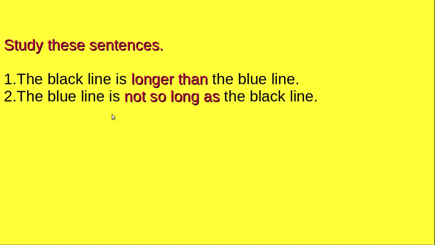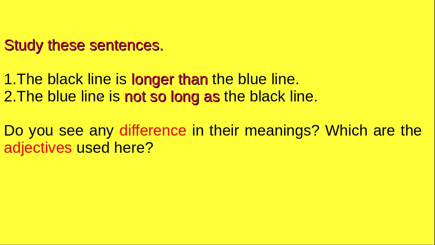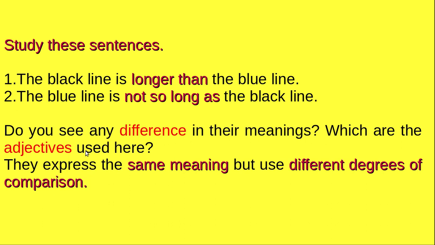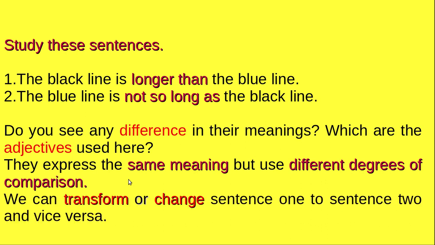Next sentence. The blue line is not so long as the black line. There are two sentences. What about their meaning? Whether those sentences have any difference in meaning? No, really. Which are the adjectives used here? Here it is longer and this is long. Now let us conclude. They express the same meaning but use different degrees of comparison. That is, we can transform sentence 1 to sentence 2, and sentence 2 to sentence 1, that is, vice versa. I think you got the idea here.